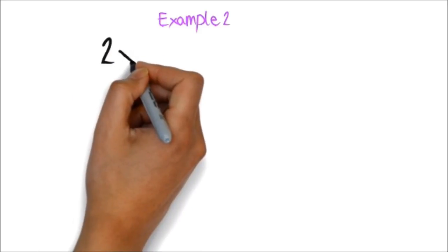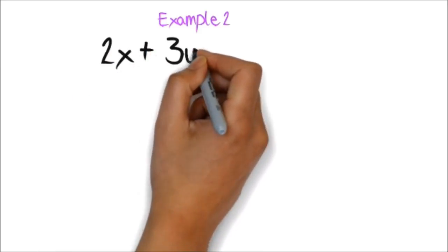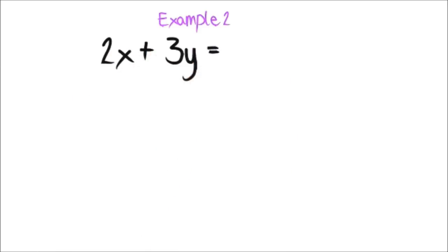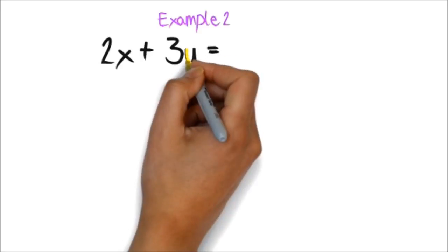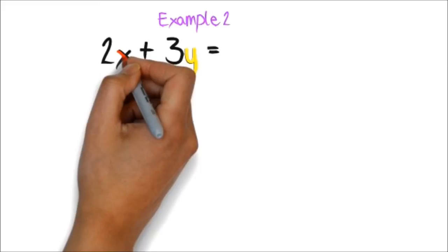Example 2. If you have 2x plus 3y, you cannot add them because they have different letters after them. One is y and the other is x.